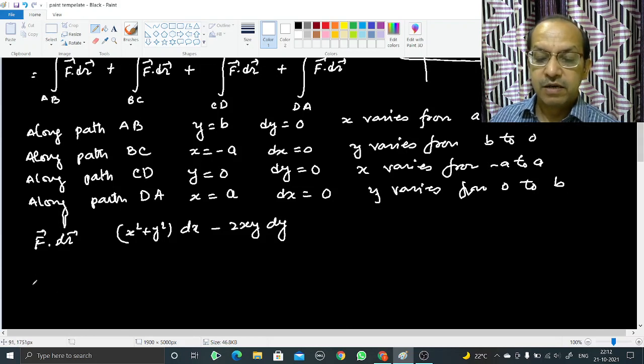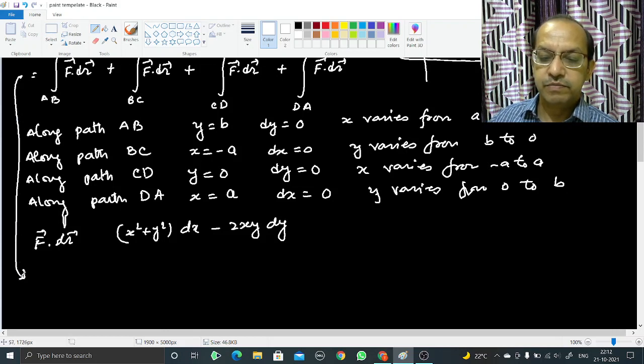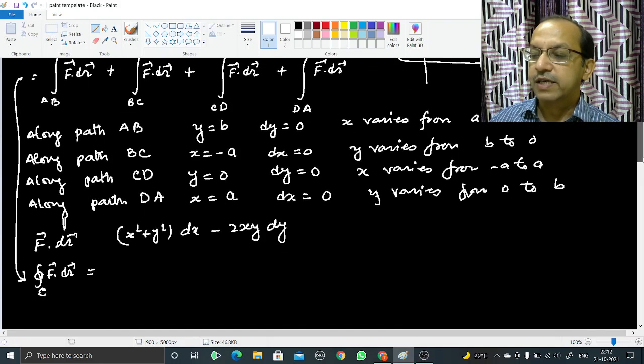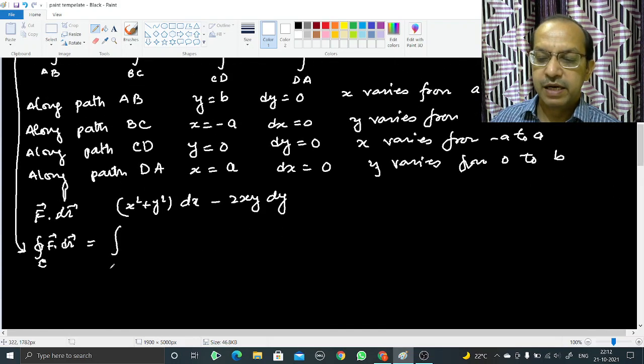So the integral of F dot dr along the closed path C is equal to the sum over AB and the other sides. Along path AB, x varies from a to minus a, so x equals a to x equals minus a, and y equals b, dy equals 0. Y equal to b, dy equal to 0 means the second term is 0, and y equal to b means the integrand is (x square plus b square) dx.